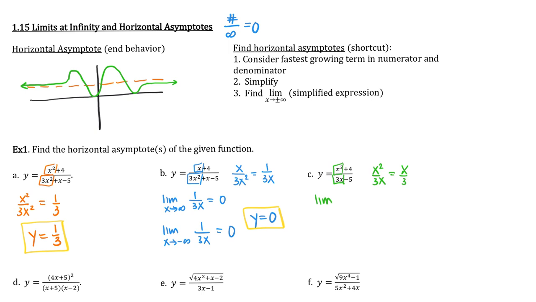Okay, let me consider what happens as x approaches infinity. As x approaches infinity, I get infinity divided by 3, which is just infinity. Okay, let's consider what happens as x approaches negative infinity. I get negative infinity divided by 3, which is still negative infinity. So there's no horizontal asymptotes.